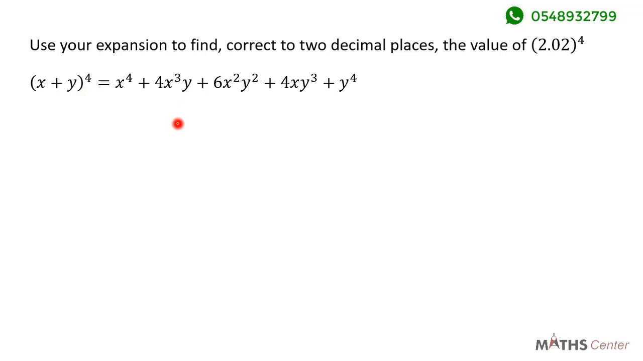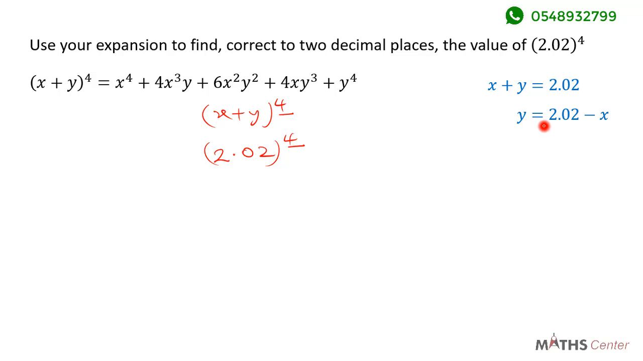And we can do that by comparing. So we are going to compare x plus y exponent 4 to 2.02 exponent 4. And by comparison, we can see that we have exponent 4 here, exponent 4 here, so we can equate the bases. So x plus y is equal to 2.02. If I make y the subject here, I'm going to have y is equal to 2.02 minus x.